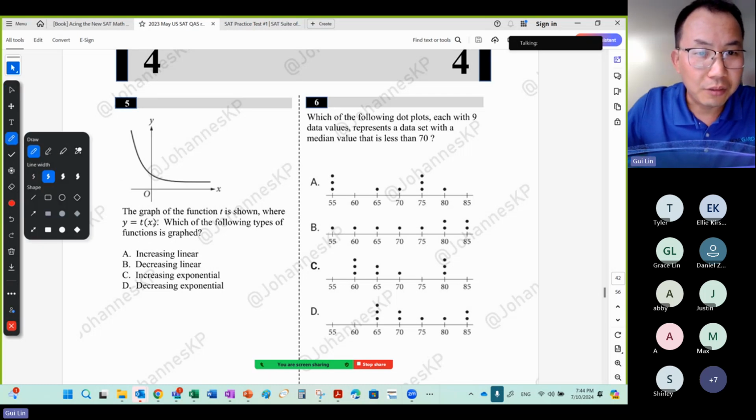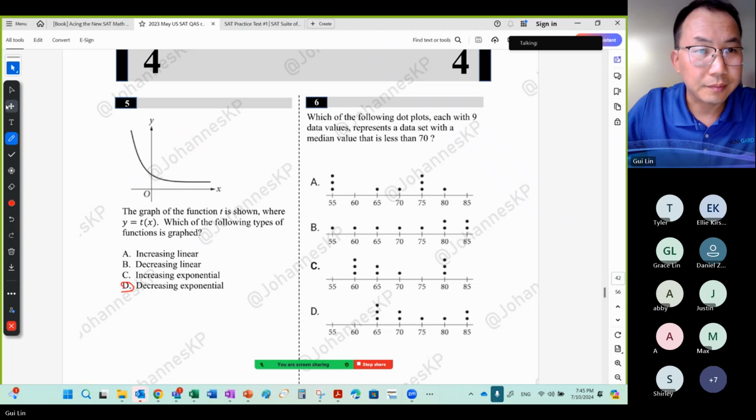All right, number 5, the graph of the function t is shown, where y equals t of x. Which of the following types of function is graphed? You can see as x increases, y decreases, and it is not linear, right? It's exponential. So decreasing exponential. Right.